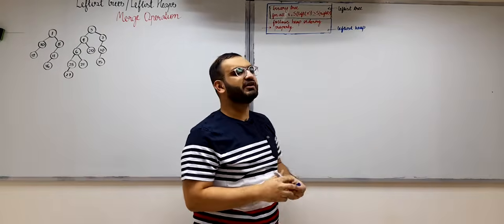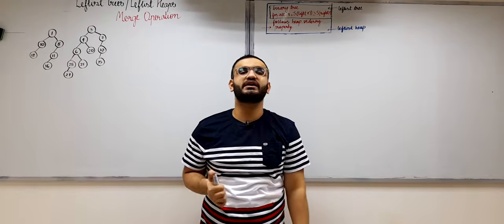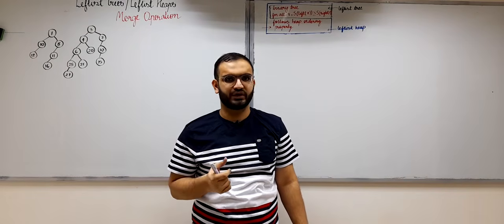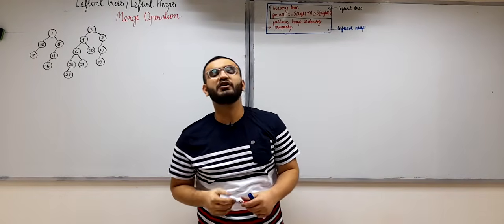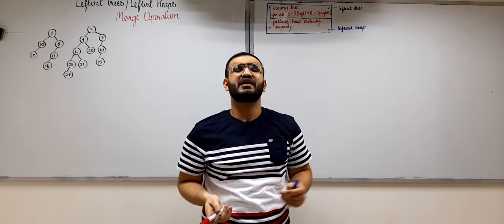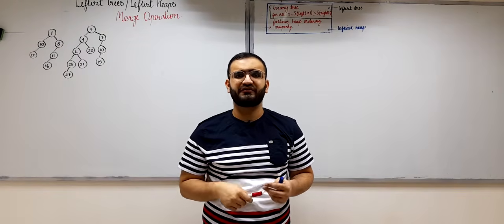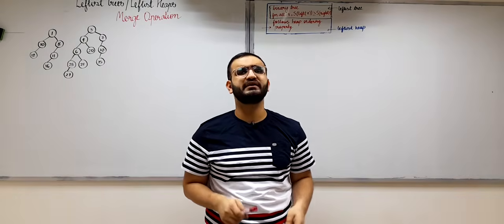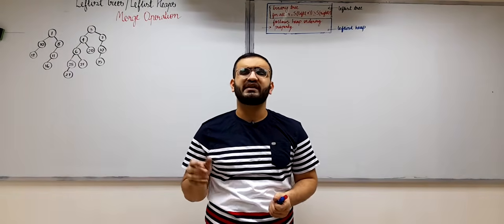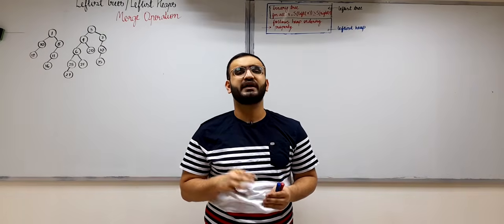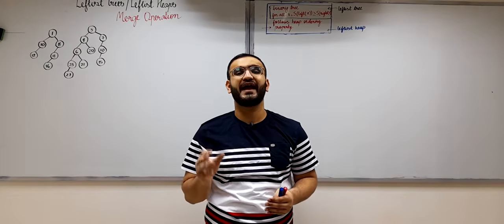Now in the previous video, apart from this, we also learned how to calculate the S value or the rank of any node in a binary tree. We also saw what a leftist tree is, the properties of a leftist tree, and what a leftist heap is. But the most important thing that we derived in the last video was that if we want to merge two heaps, it will take us order of n log n time.